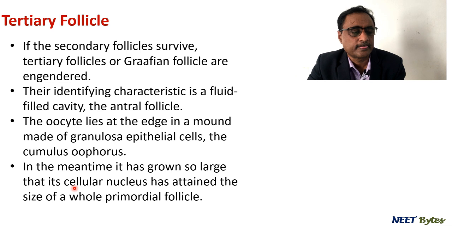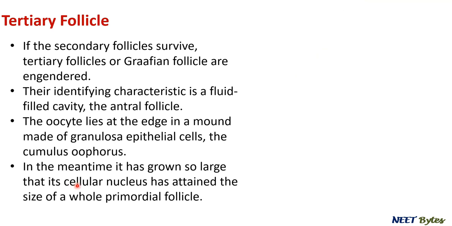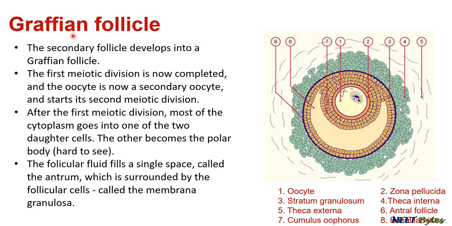Right? Now let's see the Graafian follicle. The secondary follicle will develop into Graafian follicle. The first meiotic division is now completed, and the oocyte is now a secondary oocyte, and it starts its second meiotic division. After the first meiotic division, most of the cytoplasm goes into one of the 2 daughter cells, and the other becomes the polar body, which is actually not visible. The follicular fluid fills a single space called the antrum, which is surrounded by follicular cells and the membrana granulosa.